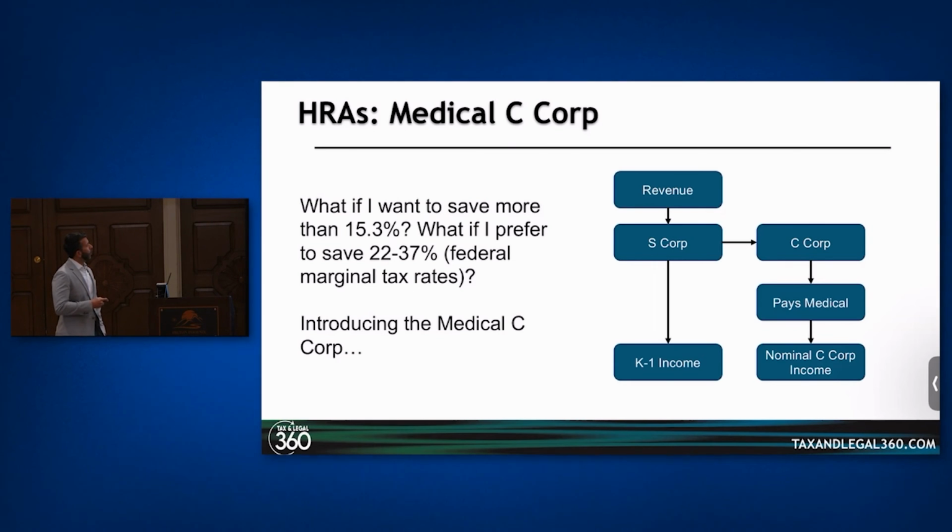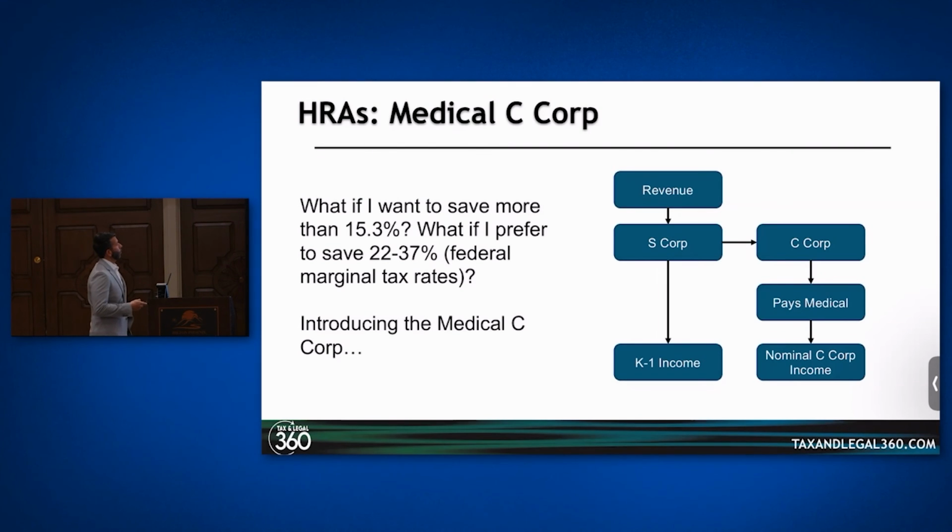If your tax bracket, let's say you're in the 12% tax bracket, I don't remember all the tax brackets anymore, then just run it as reasonable compensation, as I showed you a moment ago, because you're going to save 15.3%. But if you're in a higher tax bracket, you might want to use this medical C Corp strategy.